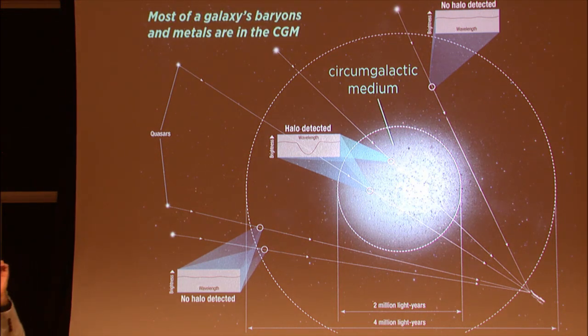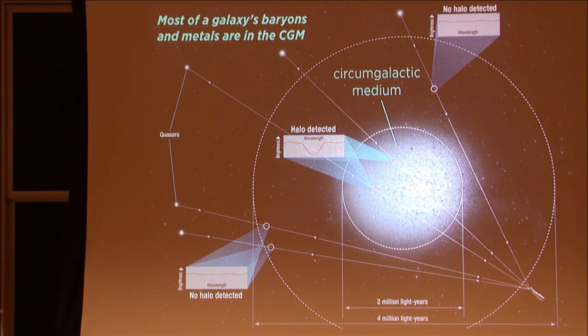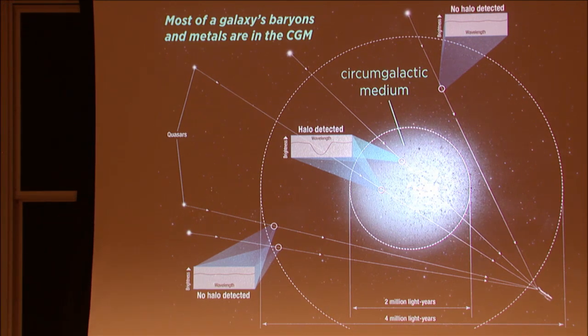Because when you do absorption line studies of lines of sight through two quasars that go through the halos of galaxies, you find absorption lines indicating there's lots of mass out there, at least as many baryons as there are in stars in the galaxy, and at least as many metals as there are in stars in the galaxy. So much of what the stars have made is out there, and most of the gas associated with that halo of dark matter is out in the circumgalactic medium.